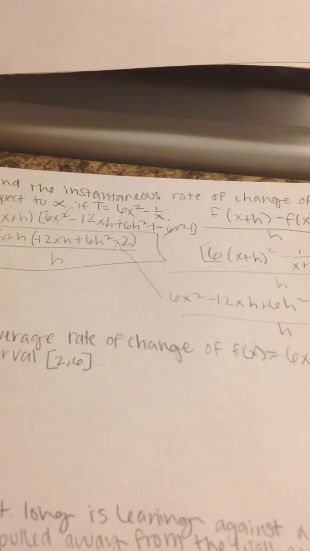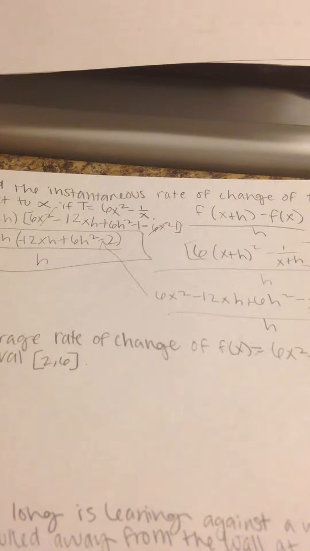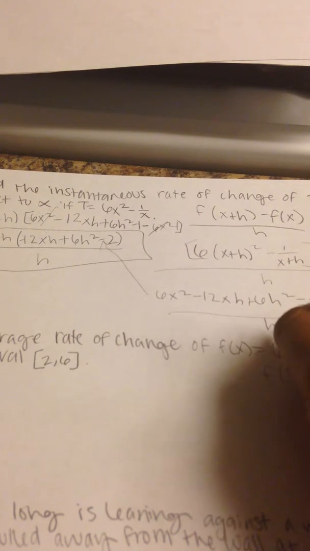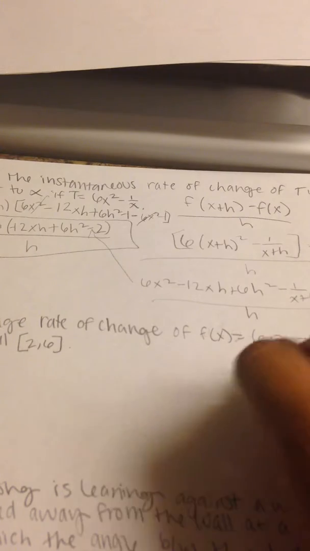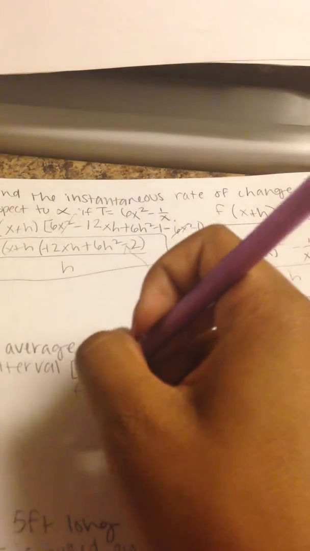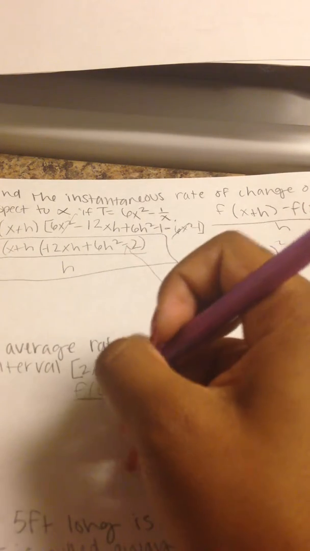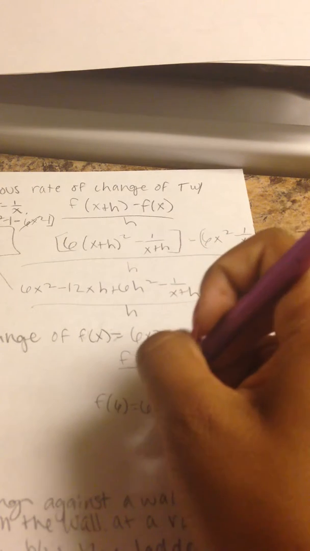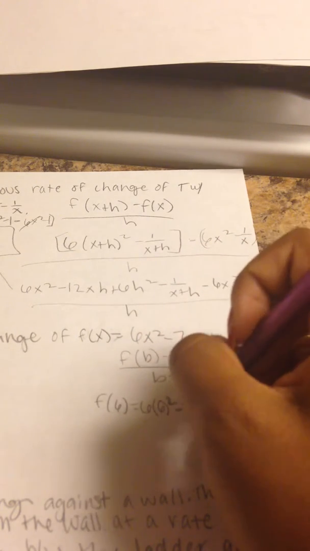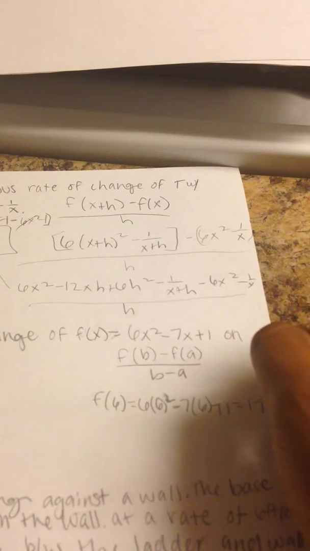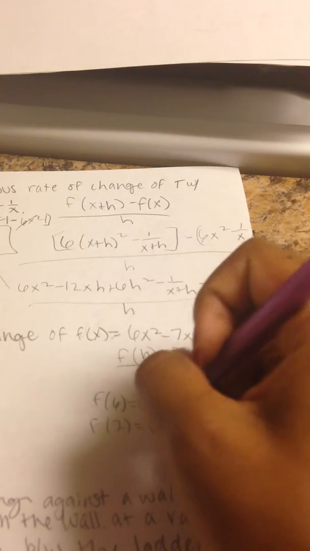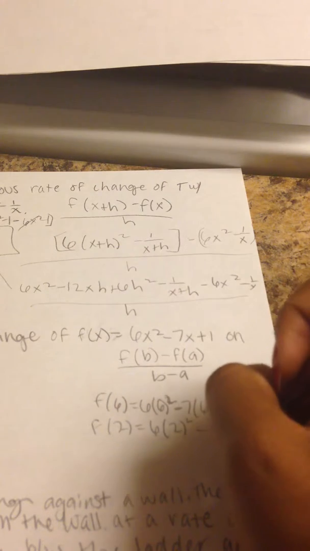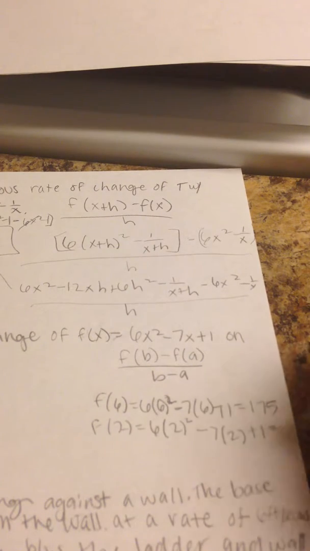And then for 6 it says find the average rate of change of f of x equals 6x squared minus 7x plus 1 on the interval 2 to 6. So first I would write the equation, which is f of b minus f of a over b minus a. So it would be f of 6 minus f of 2 over 6 minus 2. And then I'd substitute these in. So f of 6 equals 6 times 6 squared minus 7 times 6 plus 1 equals 175. And then f of 2 equals 6 times 2 squared minus 7 times 2 plus 1 equals 11.